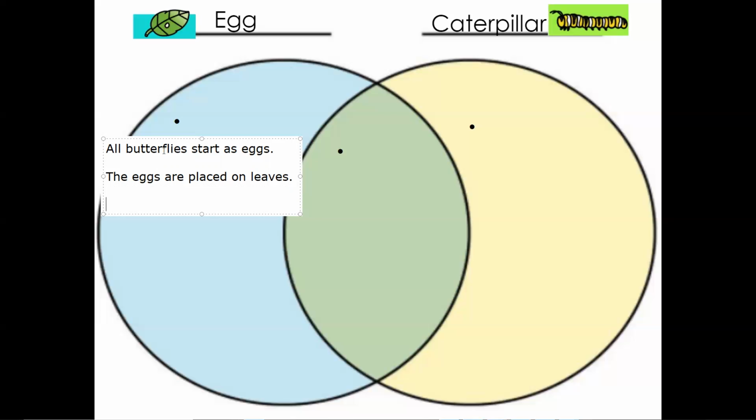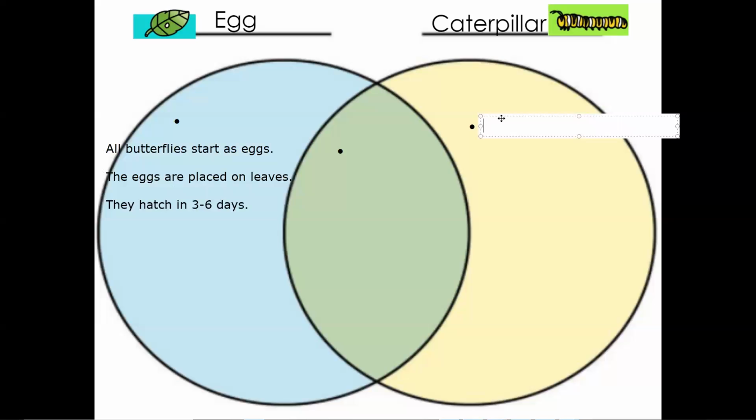I also see under our notes for the egg that they hatch in 3 to 6 days. That's something that's different from the caterpillar because the caterpillar does not hatch. We're going to write they hatch in 3 to 6 days. So these are things that we see are different. That's why they're going on this outer circle. Now let's see, what do we see that's different for the caterpillar?